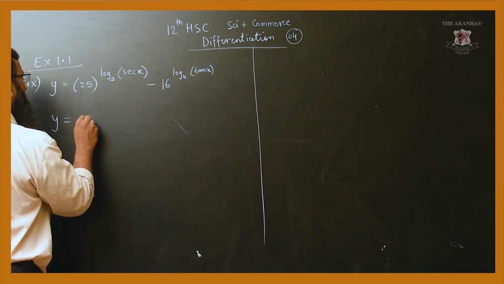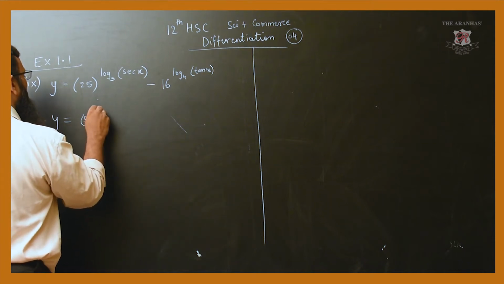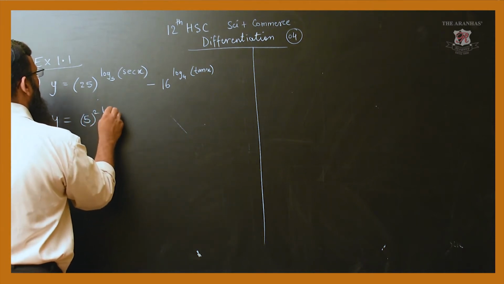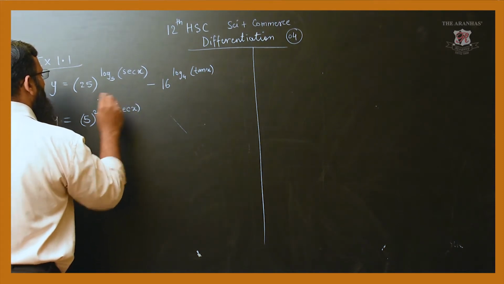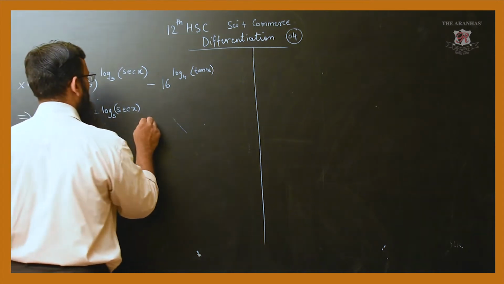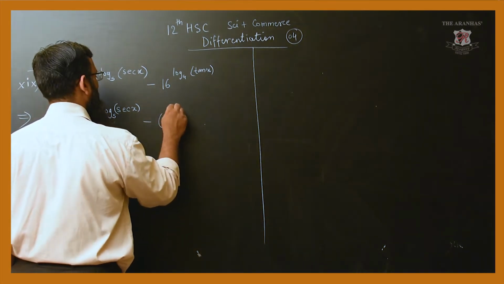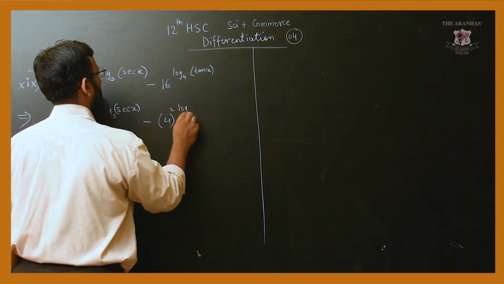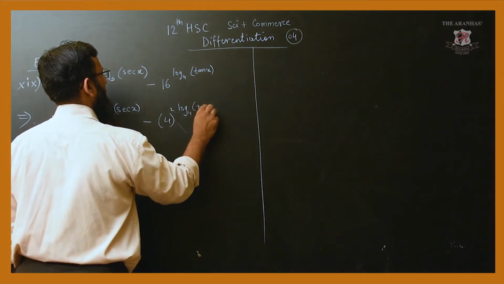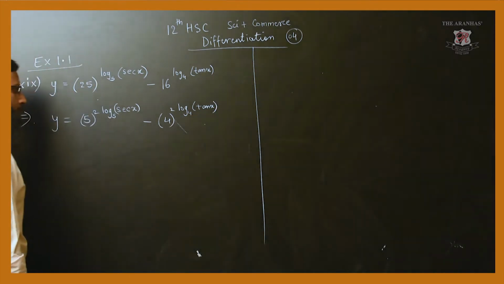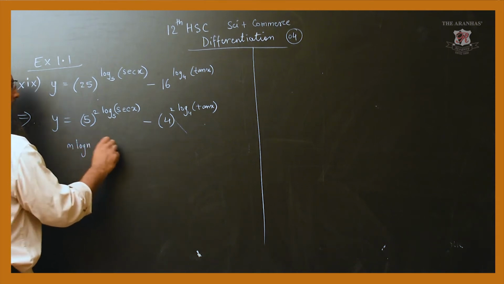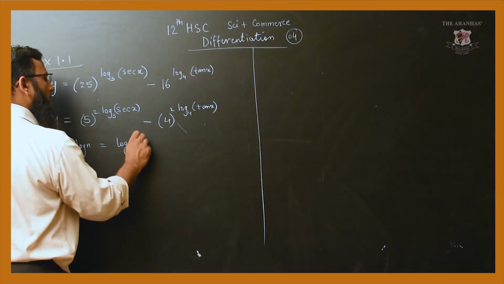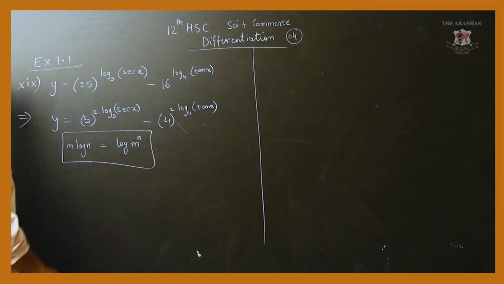So can we write this as 5 square log to the base 5 of sec x minus 4 square log to the base 4 of tan x. Now we are aware that m log n is log of m raised to n.